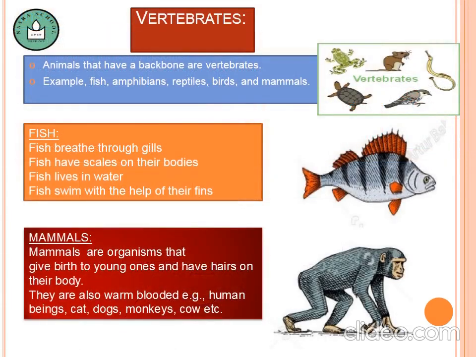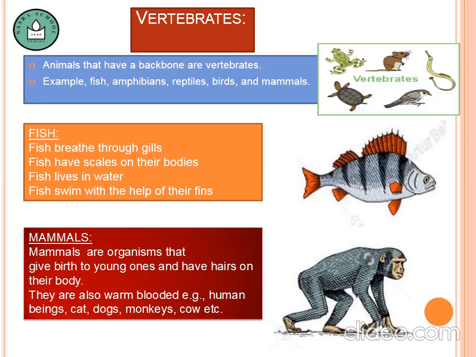Now, vertebrates, the second big group of animals. Animals that have backbones are called vertebrates. For example, fish, amphibians, reptiles, birds and mammals. Fish breathe through gills. Fish have scales on their body. Fish live in water. Fish swim with the help of their fins.